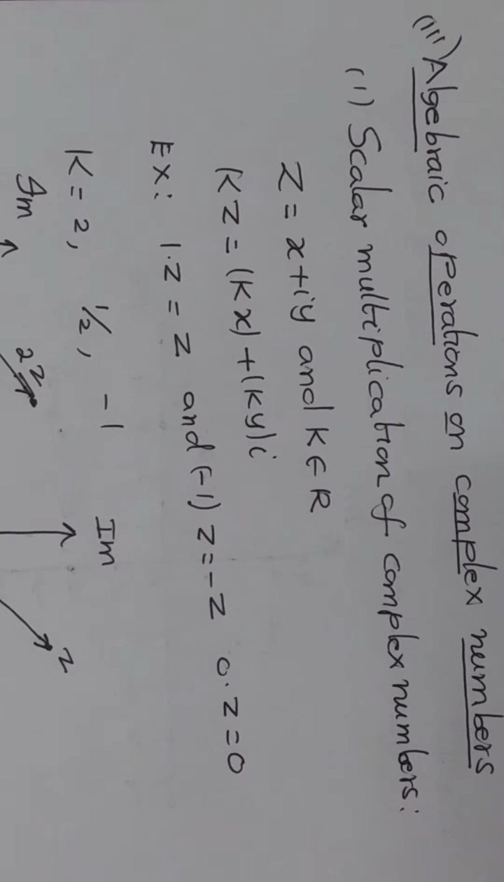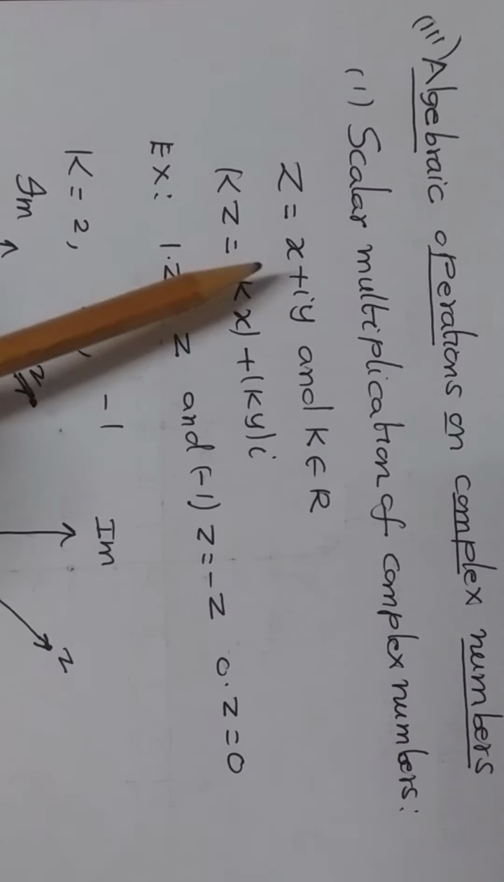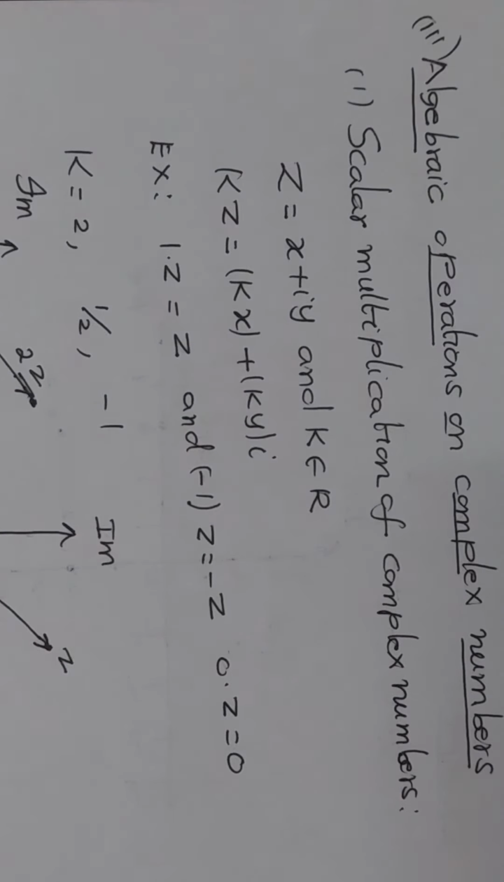important. Okay. In that, first one, scalar multiplication of a complex number. Scalar means what? One number. Suppose you have some complex number z, which is nothing but x plus iy, and k belongs to the real numbers. Suppose you multiply with k, what happens? The real part separately you should multiply with k, and the imaginary part also separately you should multiply with k. For example, 1 into z is nothing but z only, because 1 into x, 1 into y, so z only. Here k value minus 1 into z means minus z, minus x minus yi. 0 into z: 0 into x is 0, 0 into y is 0.